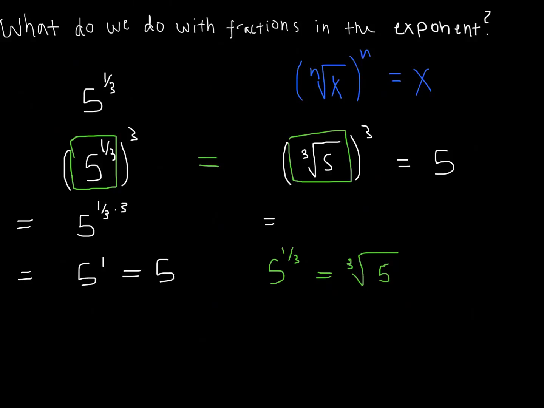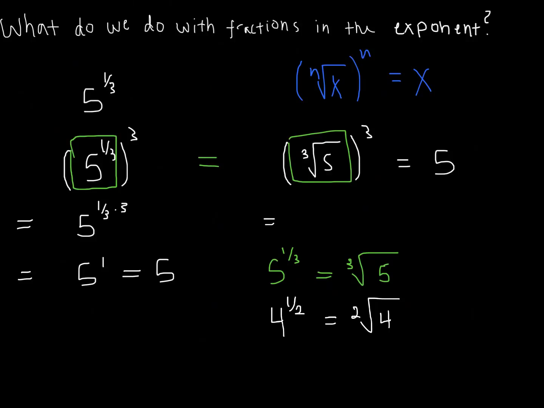So when I read 5 to the 1/3, I'm thinking, okay, I'm trying to find the number that I've got to multiply by itself 3 times to get 5. And this turns out to be true regardless. So let's take another example. Let's say that I have 4 to the 1/2. Go ahead and pause the video and try that. This would be the square root of 4.